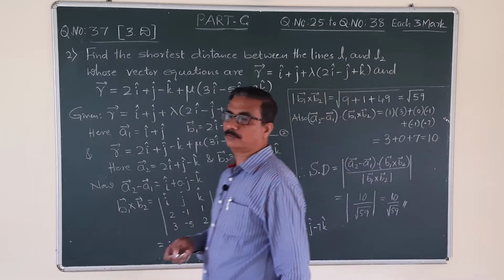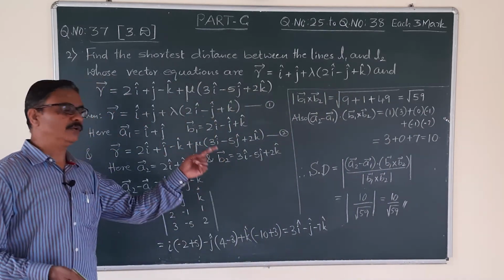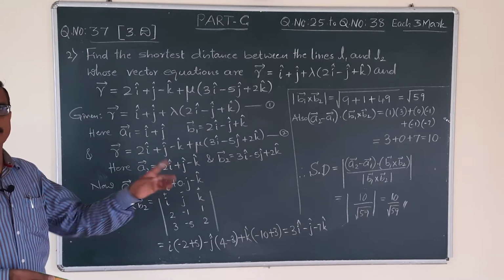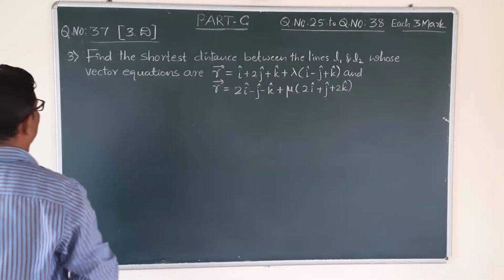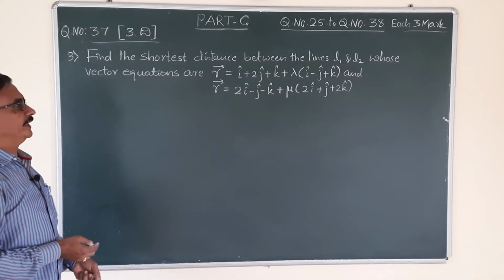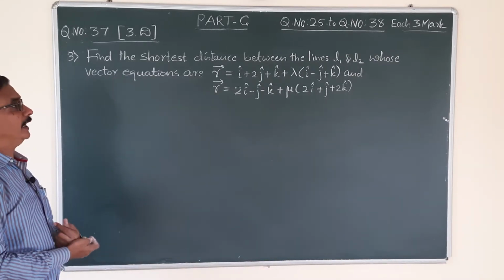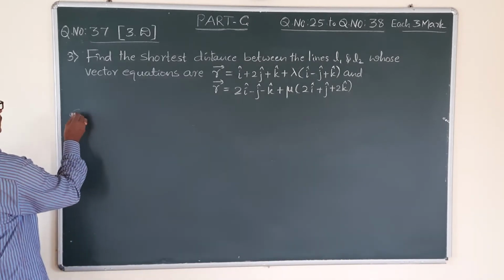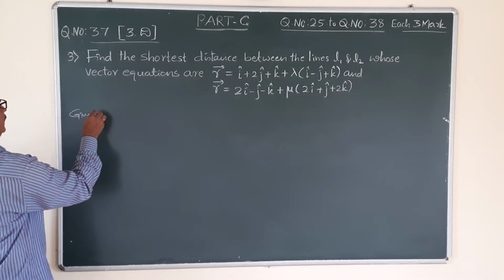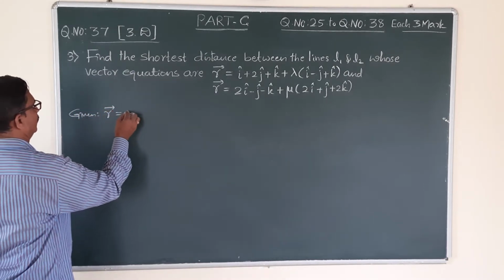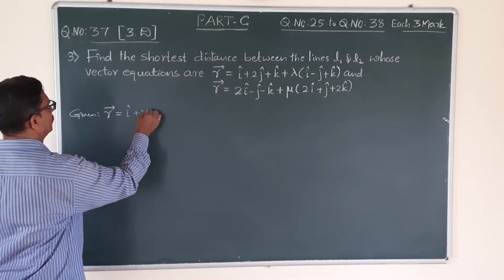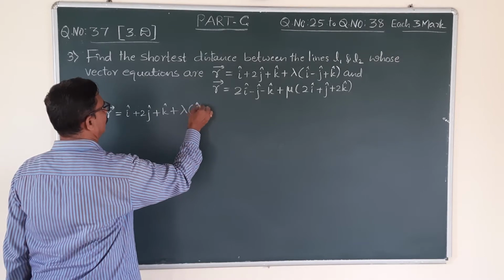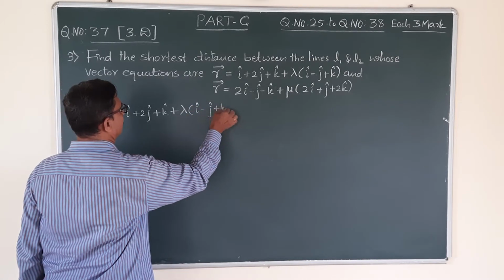So remember that formula: modulus of a2 minus a1 dot b1 cross b2 divided by the magnitude of b1 cross b2. Okay, one more problem. Find the shortest distance between the lines L1 and L2 whose vector equations are given. Data: r is equal to i plus 2j plus k plus lambda into i minus j plus k.